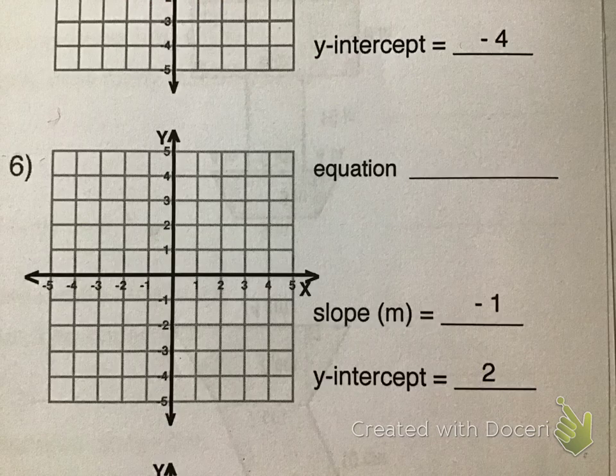The last thing I want to look at is this problem with our graph. So what would our equation be? We're already given our slope and our intercept. What is our equation, Elsie? y equals negative 1x plus 2. Excellent. y equals negative 1x plus 2.